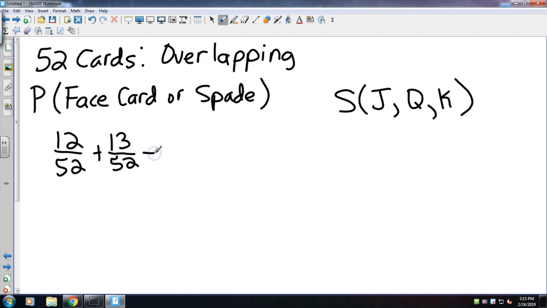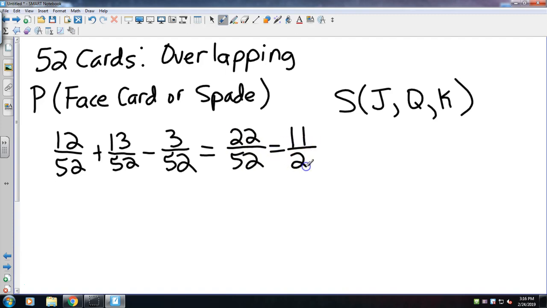So I'm going to subtract the amount that meets both requirements. So again, I'm not going to do any reducing because these already have a common denominator. And I'm going to go with 12 plus 13 gives me 25. And then I have 25 minus 3. That's going to give me 22 out of 52. Now I can reduce that to be 11/26.